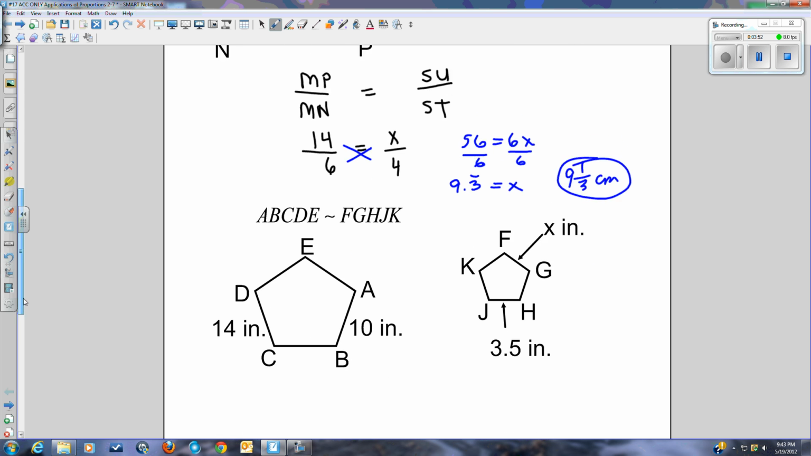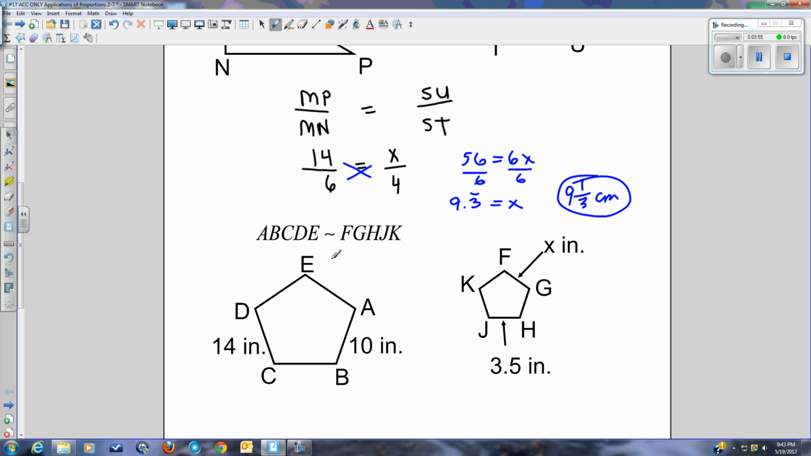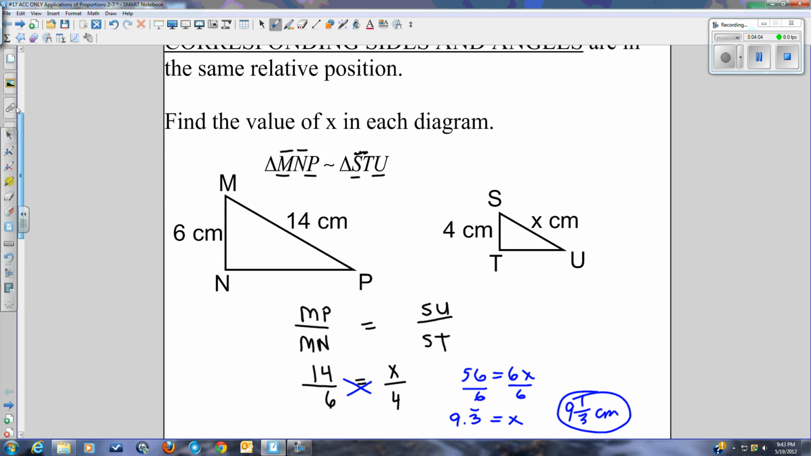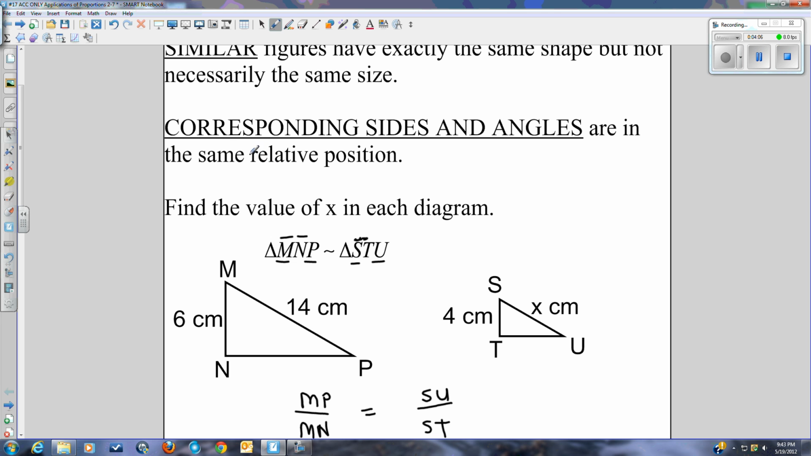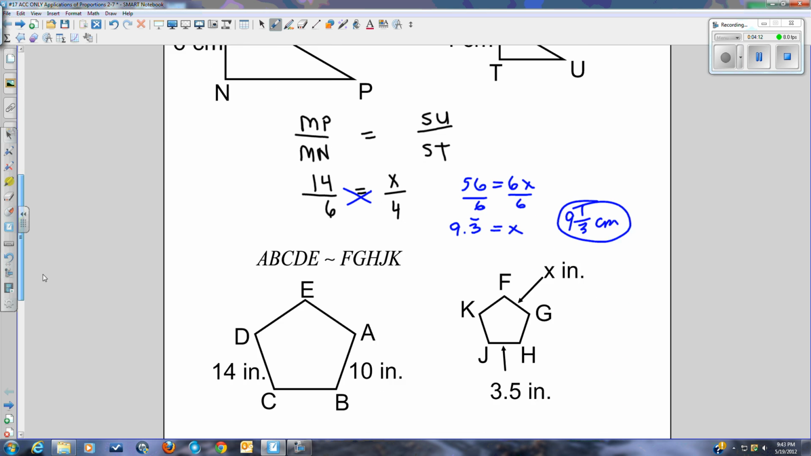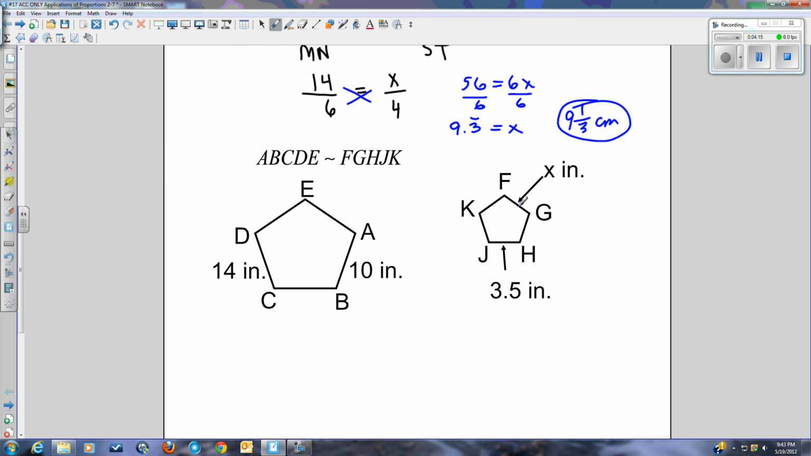Let's look at another problem. Again, when you have similarity notation, the corresponding sides and angles are in the same relative position. I'm going back up to our definition at the top of the page. So, for instance, in this problem, we know sides FG and JH in the small pentagon. Well, I shouldn't say we know FG, but we are trying to find side FG. So those are the sides we're interested in.